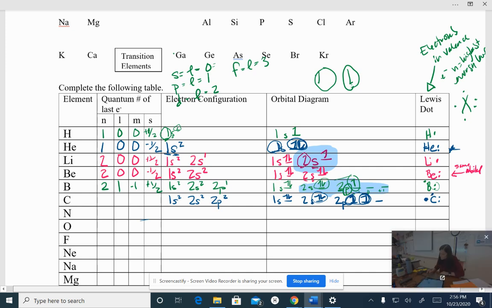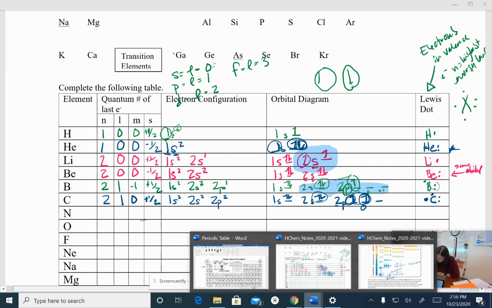My quantum number, I have a 2. It's a p orbital, so my value is 1. It's the middle orbital. Remember, this middle orbital is my 0 orbital, and it still is an up spin, so this is positive 1/2.